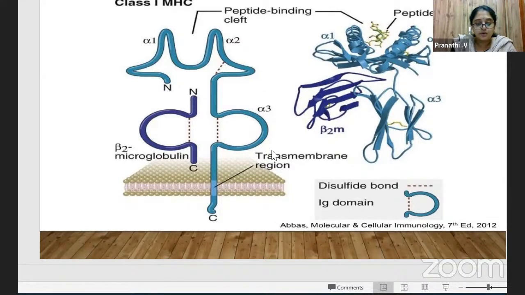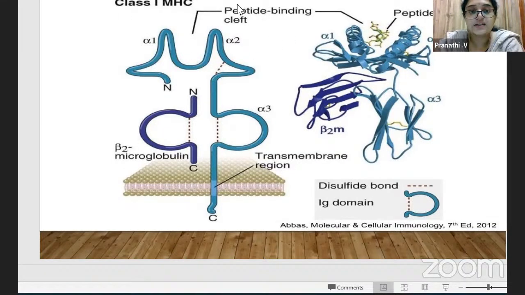And without beta 2 microglobulin, class 1 is not exactly expressed on the cell surface. So if at all there is a defective beta 2 microglobulin, then class 1 MHC is not going to be expressed at all, so no antigen is presented. So they have a deficiency of cytotoxic T cells.